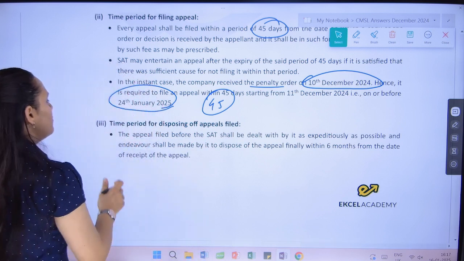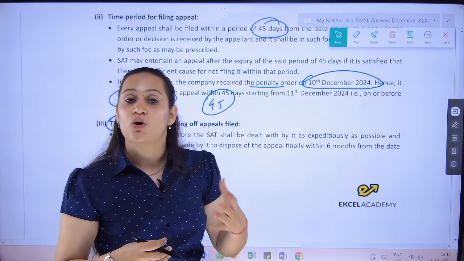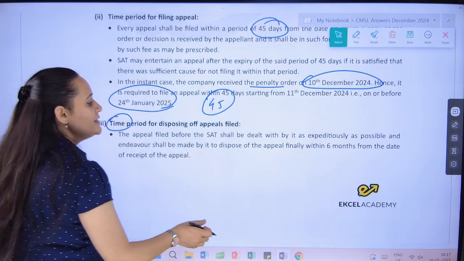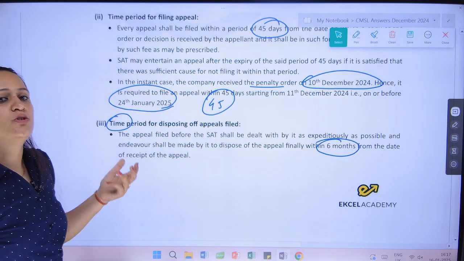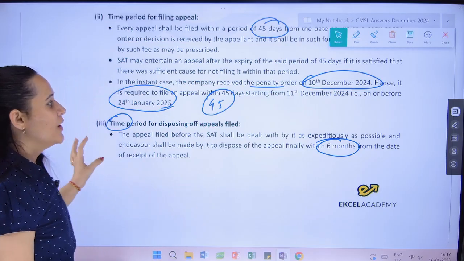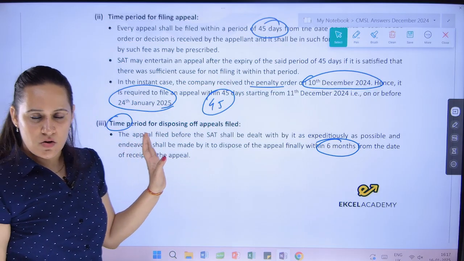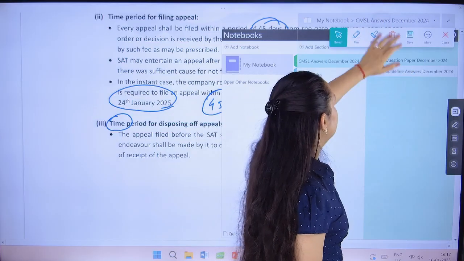Last sub question is, what is the time period within which the Securities Appellate Tribunal should close the case? They are going to give you 6 months time within which you should solve the case and dispose of the appeal that has been filed by the listed company. So, again, all direct questions from the Securities Contract Regulation appeal provisions. Next.